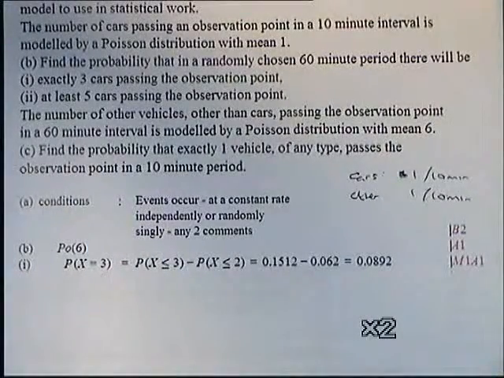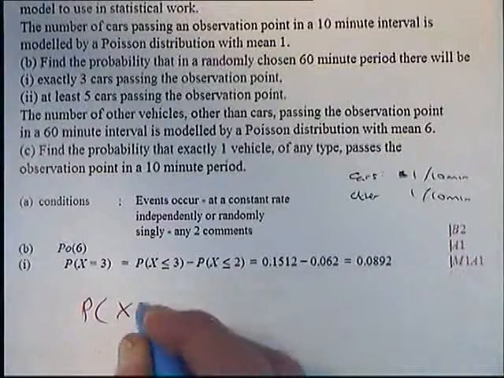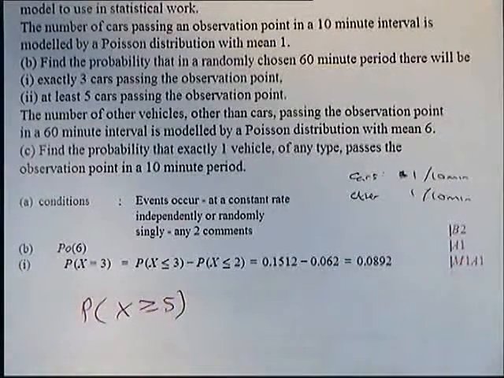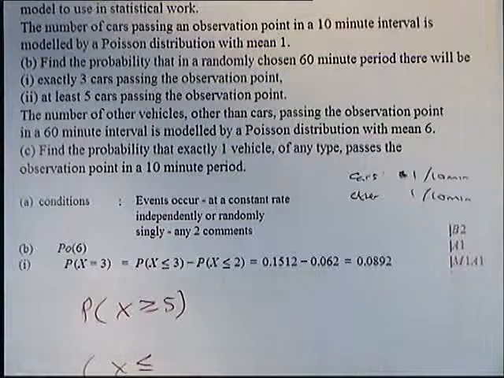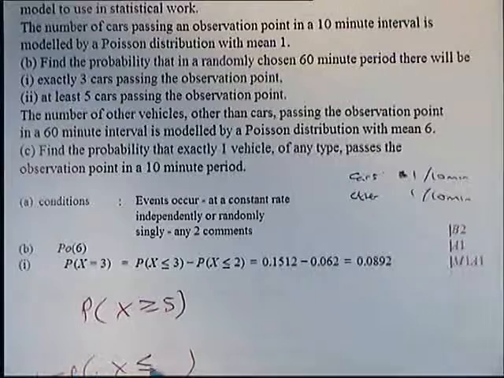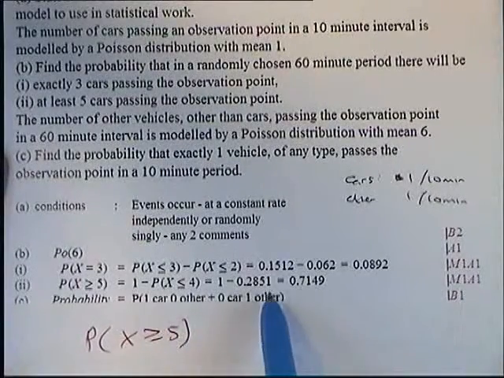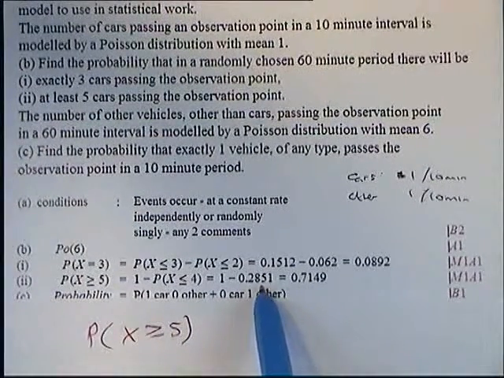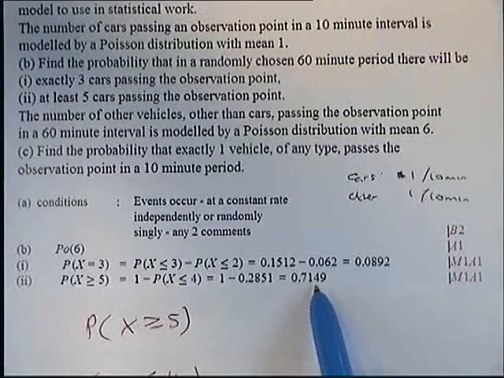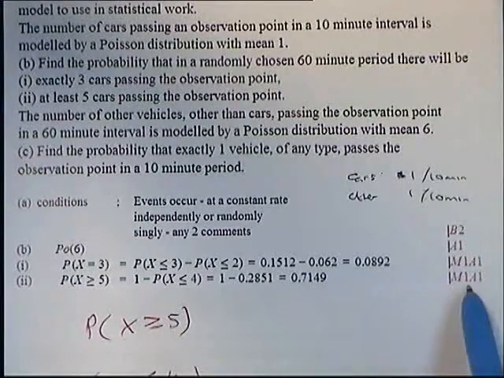Part B, at least 5 cars. That's the probability x is greater than or equal to 5. Again, we don't usually like the greater than or equal to's. Nicole, what's that the same as if I want to write down a probability with a less than in it? Yeah, that's right, okay. 1 minus less than or equal to 4. So, there we go. They've turned it around over here. They've got that number from the tables, and they've done the taking away. There's an answer there, 0.7149, and that's again worth 2 marks.